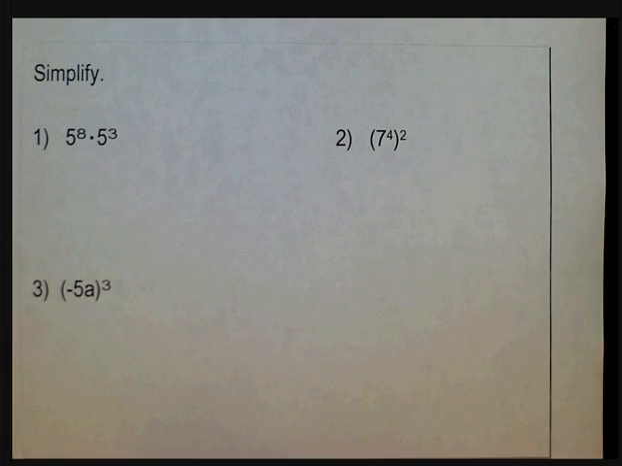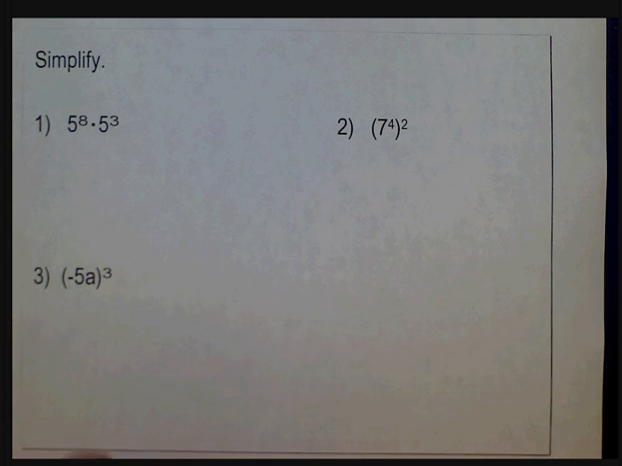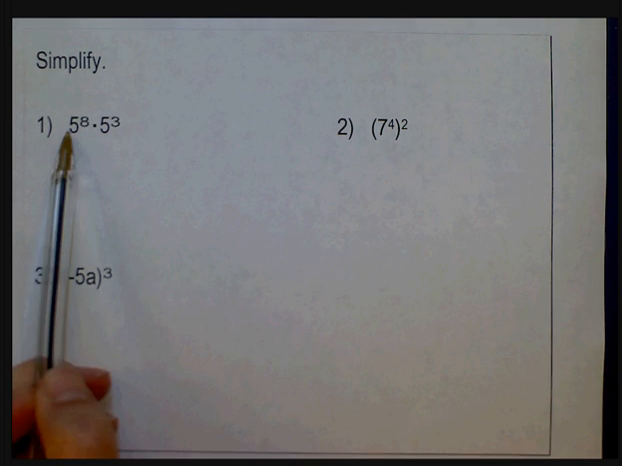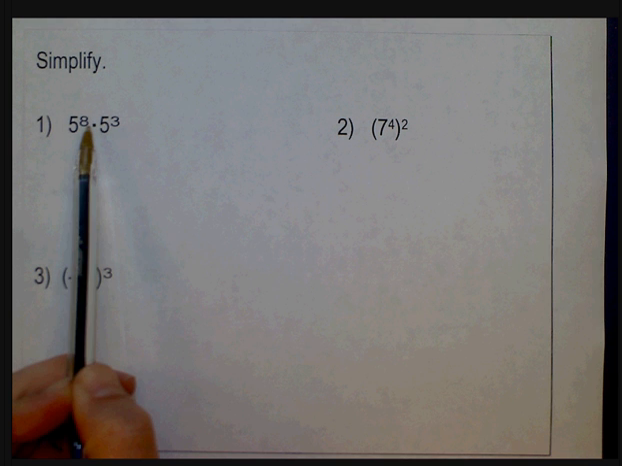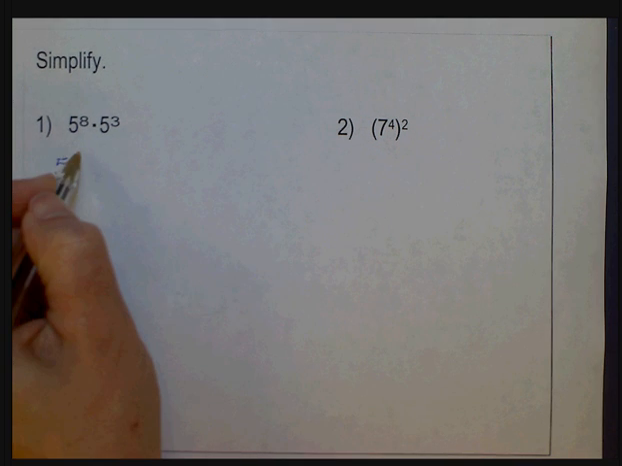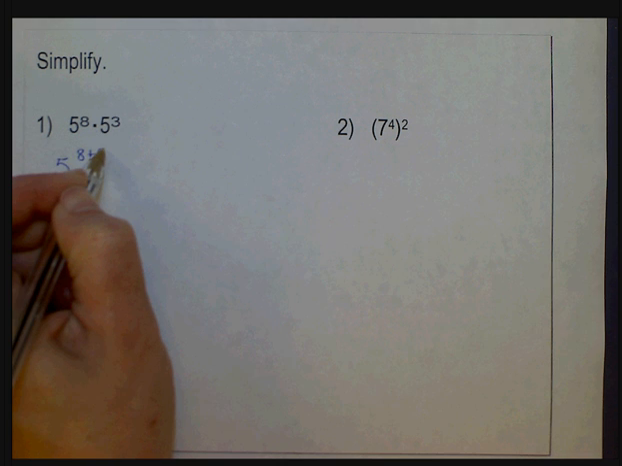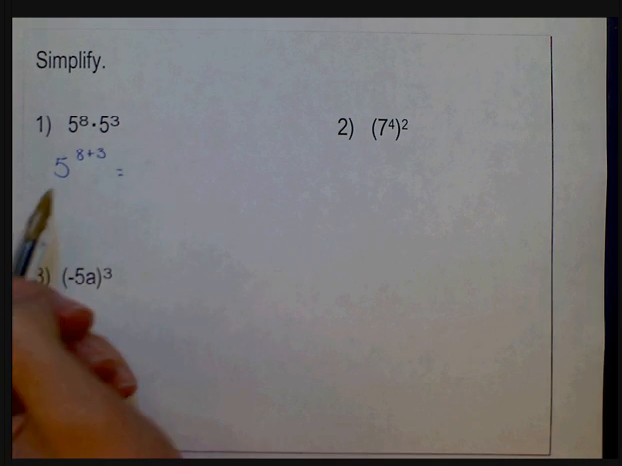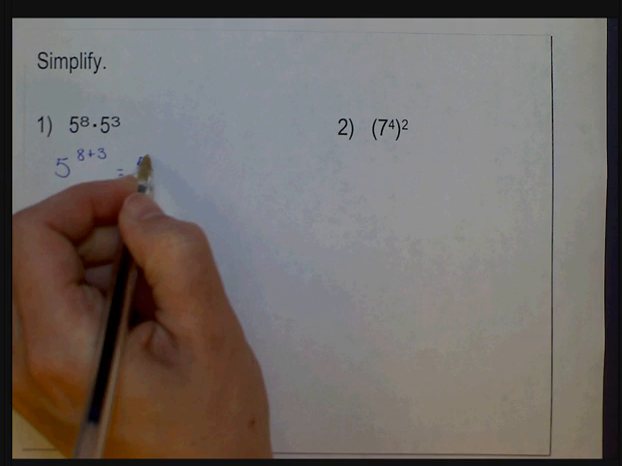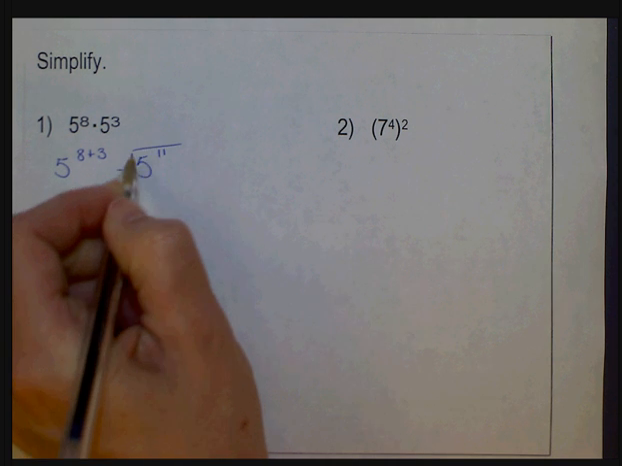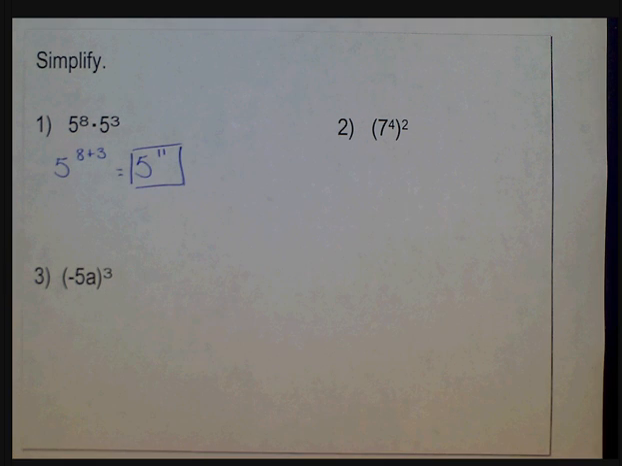Let's look at our first three problems. So I kept these pretty simple. First, we're reviewing with just numbers. So if I have 5 to the 8th times 5 to the 3rd, I have like bases being multiplied, so I'm going to add the powers. I have 5 to the 8 plus 3. And 8 plus 3 is 11. So the answer for this problem is 5 to the 11th power.